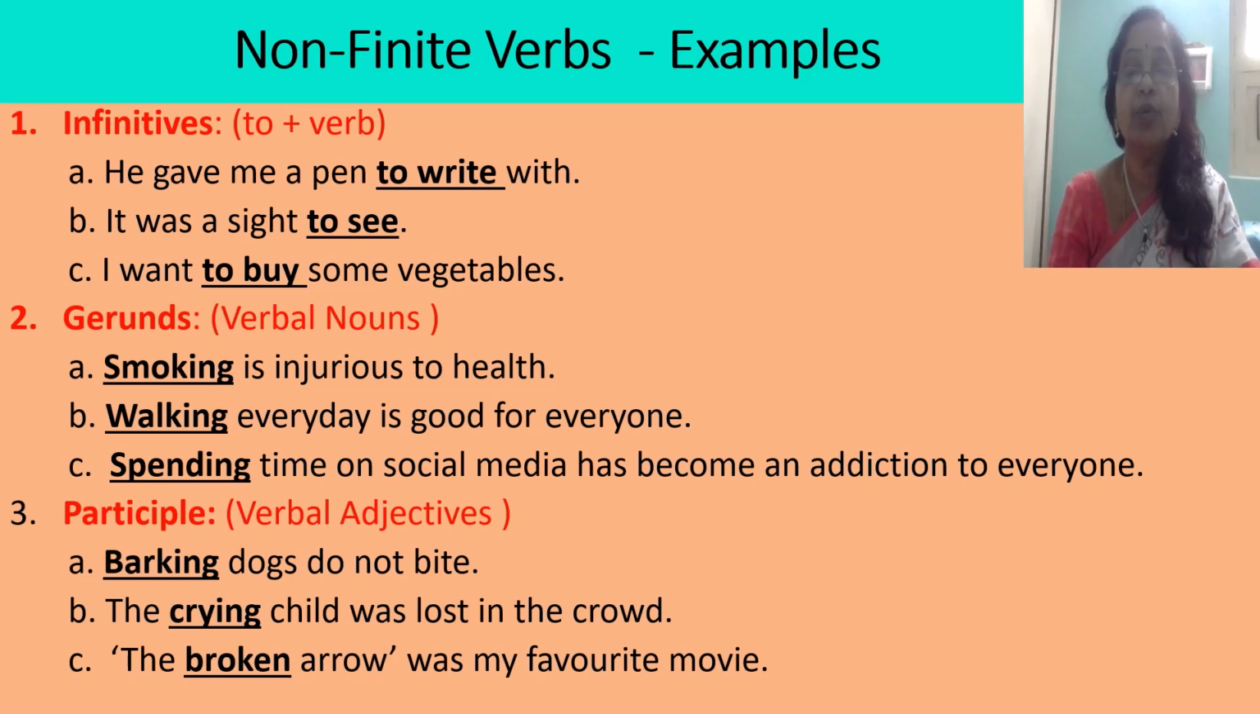The Broken Arrow was my favorite movie. So how is the arrow? Broken. En form or ed form or ing forms. Ing forms are called present participles and en form or ed forms are called the past participles. That is a simple thing you can remember. But these are the three different types of non-finite verbs. Hope you all understood and you all got a little glimpse of what non-finite verbs are.